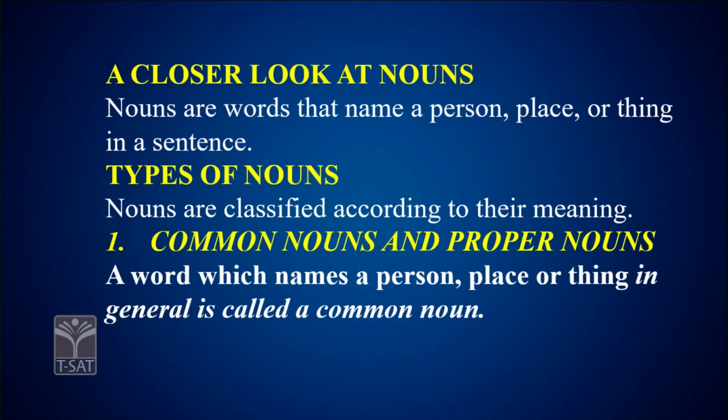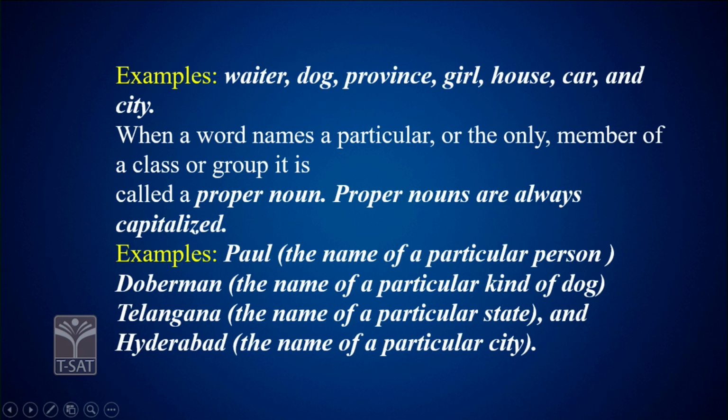Classification of nouns, or types of nouns, right? Common nouns and proper nouns. We see one by one. First we see the common noun. Generally a common noun is a word which names a person, place or thing. In general, it is called a common noun. Now you see the examples over here: waiter, teacher, dog, province, state, girl, house, car and city. So these are the common nouns.